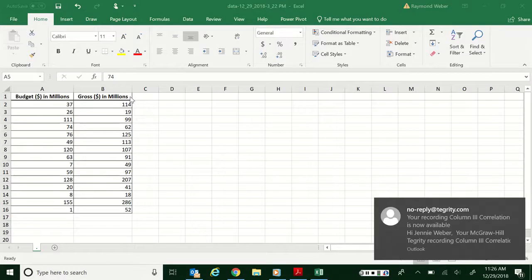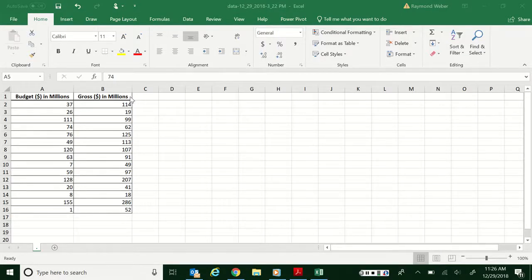Okay, we have the budget in millions of some movies, and then their gross in millions, and we want to write a regression equation for them. Now, before we write a regression equation, we need to decide, is the regression equation even useful? And to do that, you need to really run a correlation. Now, you can do this all with the regression function, but there are a couple of steps.